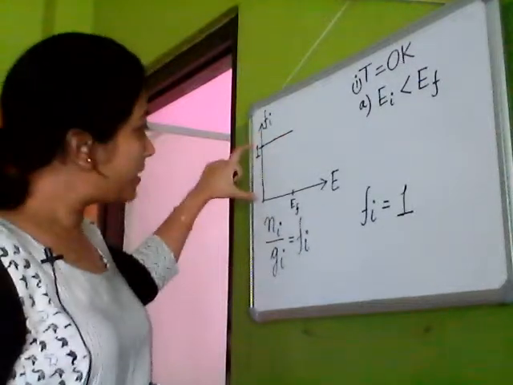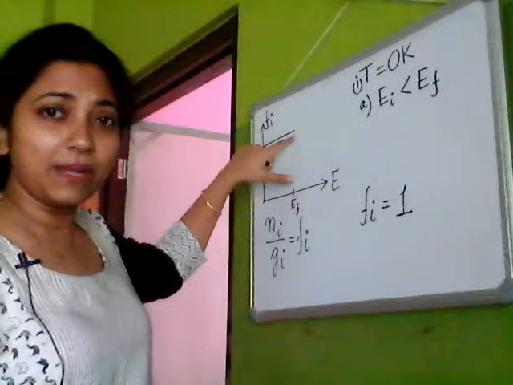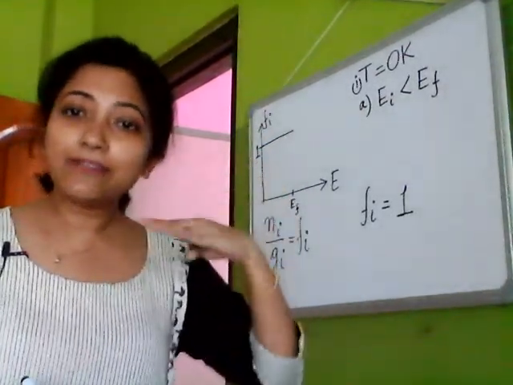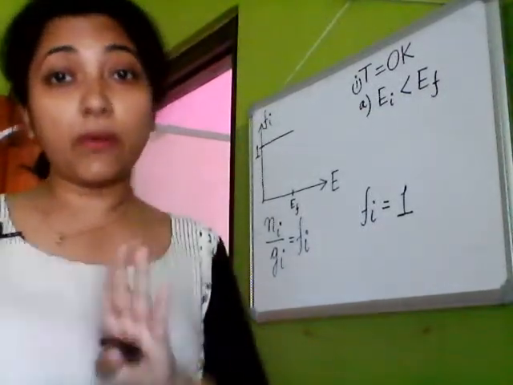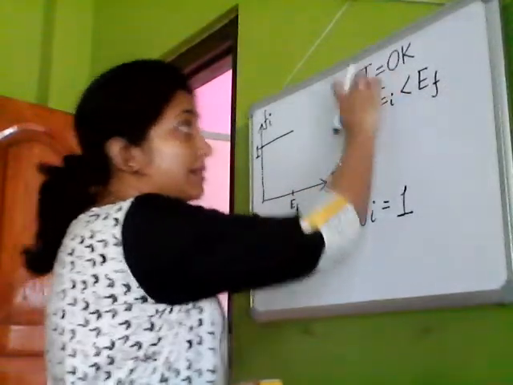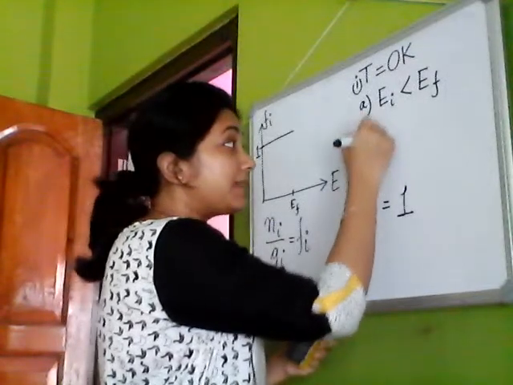So from here till the EF value, till the Fermi level energy, we can plot this as a straight line with value 1. Very nice. So this was one of our conditions, under temperature equal to 0 Kelvin. Now we can take up a second case.